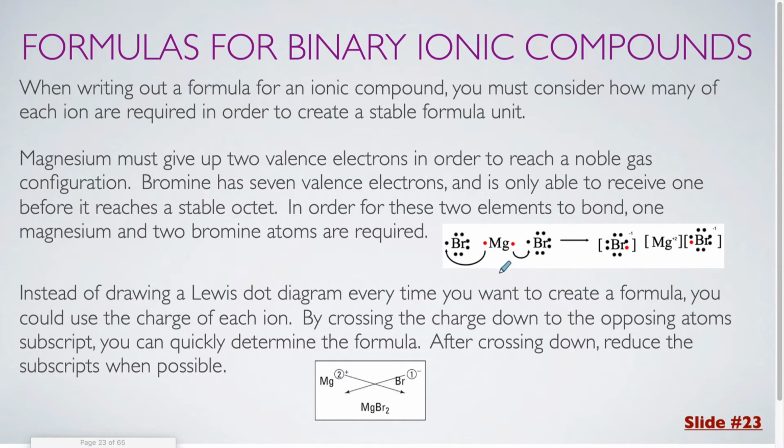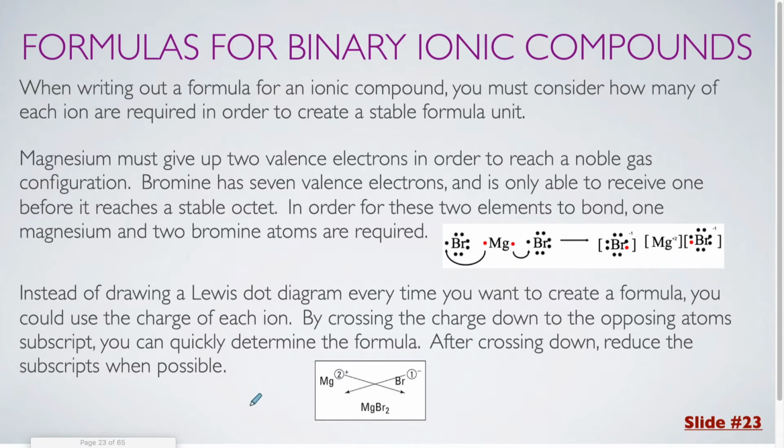If you consider the Lewis dot diagram which is shown here, you can see each of magnesium's 2 electrons. One is going to go to the bromine on the left, and one will go to the one on the right. This results in a positive 2 and 2 negative 1 ions which are attracted to one another. So the formula for magnesium and bromine would be MgBr2.